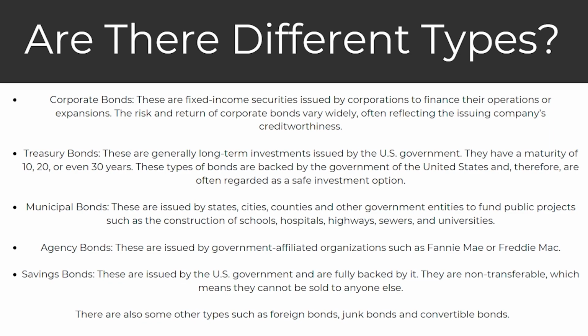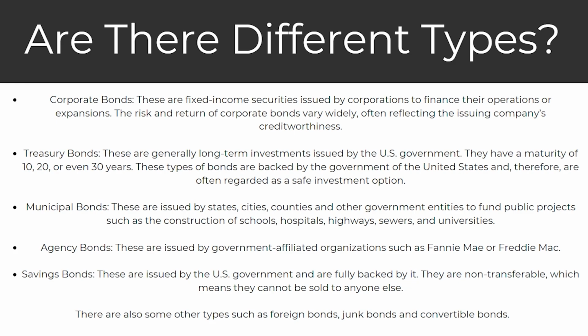Next, we have municipal bonds, and these are issued by states, cities, counties, and other government entities to fund public projects such as the construction of schools, hospitals, highways, sewers, and universities. Then we have agency bonds. These are issued by government-affiliated organisations such as Fannie Mae or Freddie Mac.